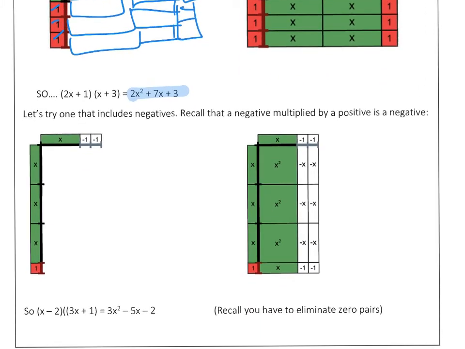Okay, let's look at another example that has negatives. This one is x subtract 2, and on the side here I have 3x plus 1. So I'm doing x subtract 2 times 3x plus 1, and if I fill in the space, you can see it here, where I've got 3x squareds and x. Now remember that these are green because a positive times a positive is a positive. If I do a positive times a negative, I get negative. So these are all negatives over here because I'm multiplying by a negative. And then when I collect the like terms or eliminate the zero pairs, one of these x tiles goes away with one of the negative x tiles because a positive and a negative undo themselves. So you're left with 3x squared minus 5x minus 2.